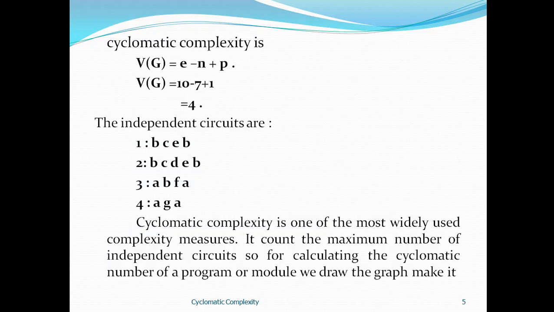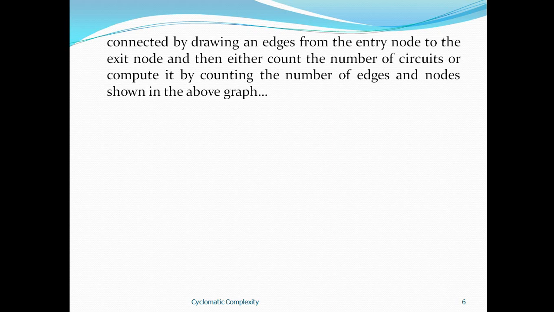Cyclomatic complexity is one of the most widely used complexity measures. It counts the maximum number of independent circuits. So for calculating the cyclomatic number of a program or module, we draw the graph, make it connected by drawing an edge from the entry node to the exit node, and then either count the number of circuits or compute it by counting the number of edges and nodes shown in the above graph.